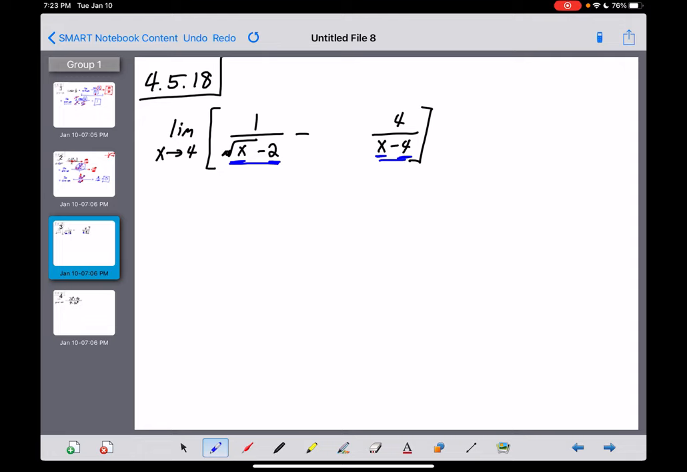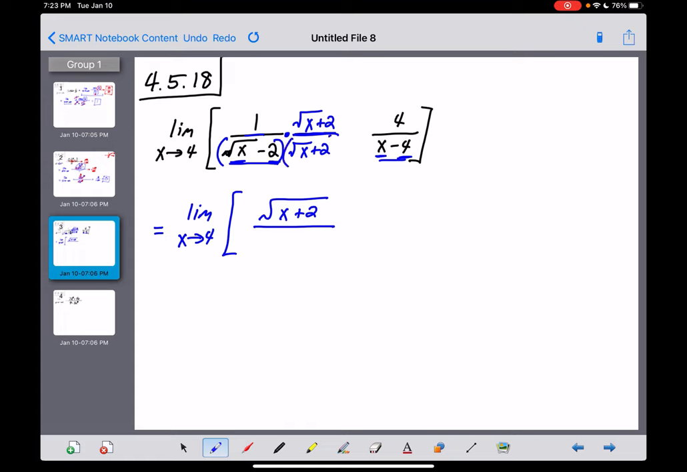This is almost like what I call force factoring a difference of squares. We're going to multiply this first fraction now by the square root of x plus 2 on both the top and the bottom. And I think that's going to give us the common denominator that we're looking for. So this is the limit as x approaches 4 of, all right, let's see what happens. This numerator times this numerator is just the square root of x plus 2. And down here, we would do FOIL on these two binomials.